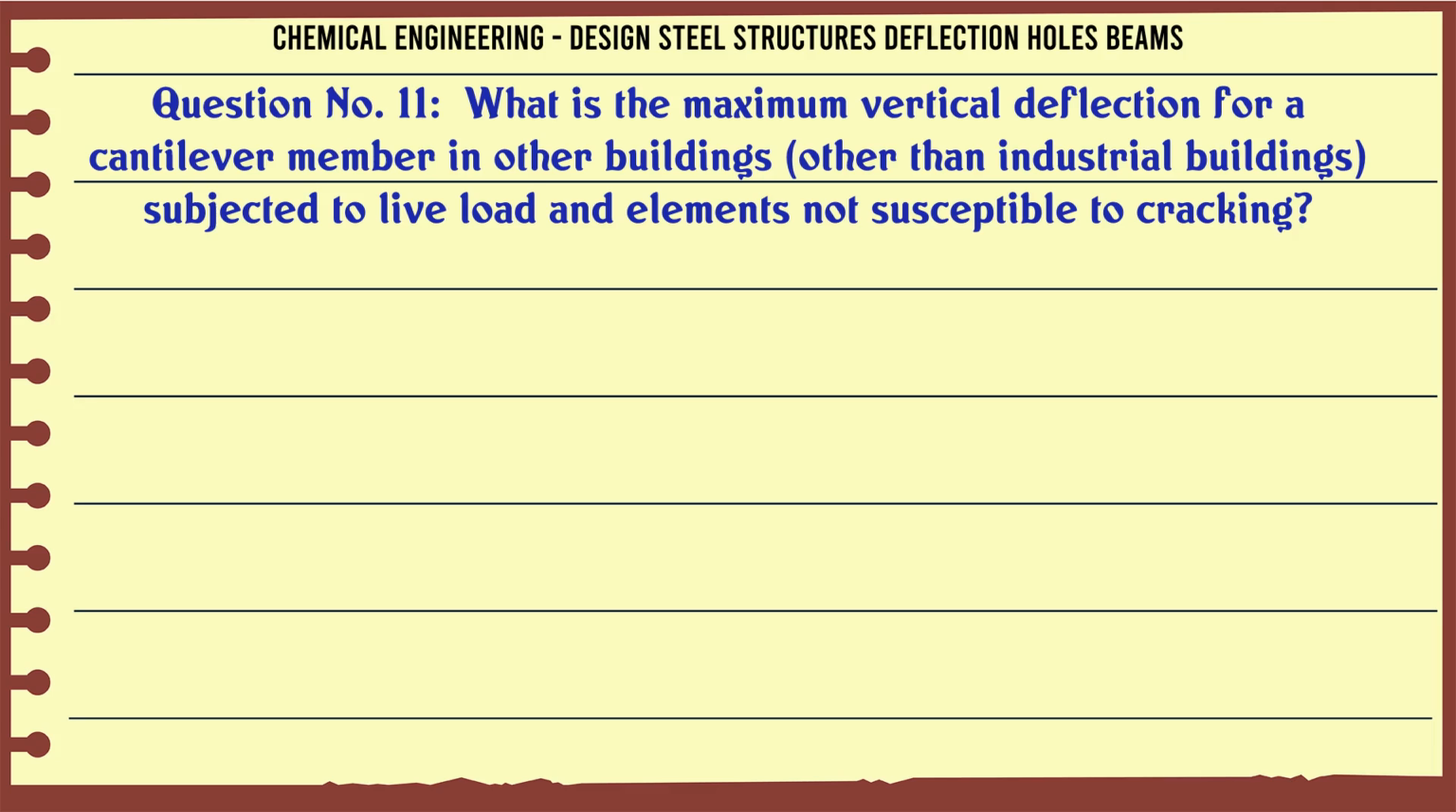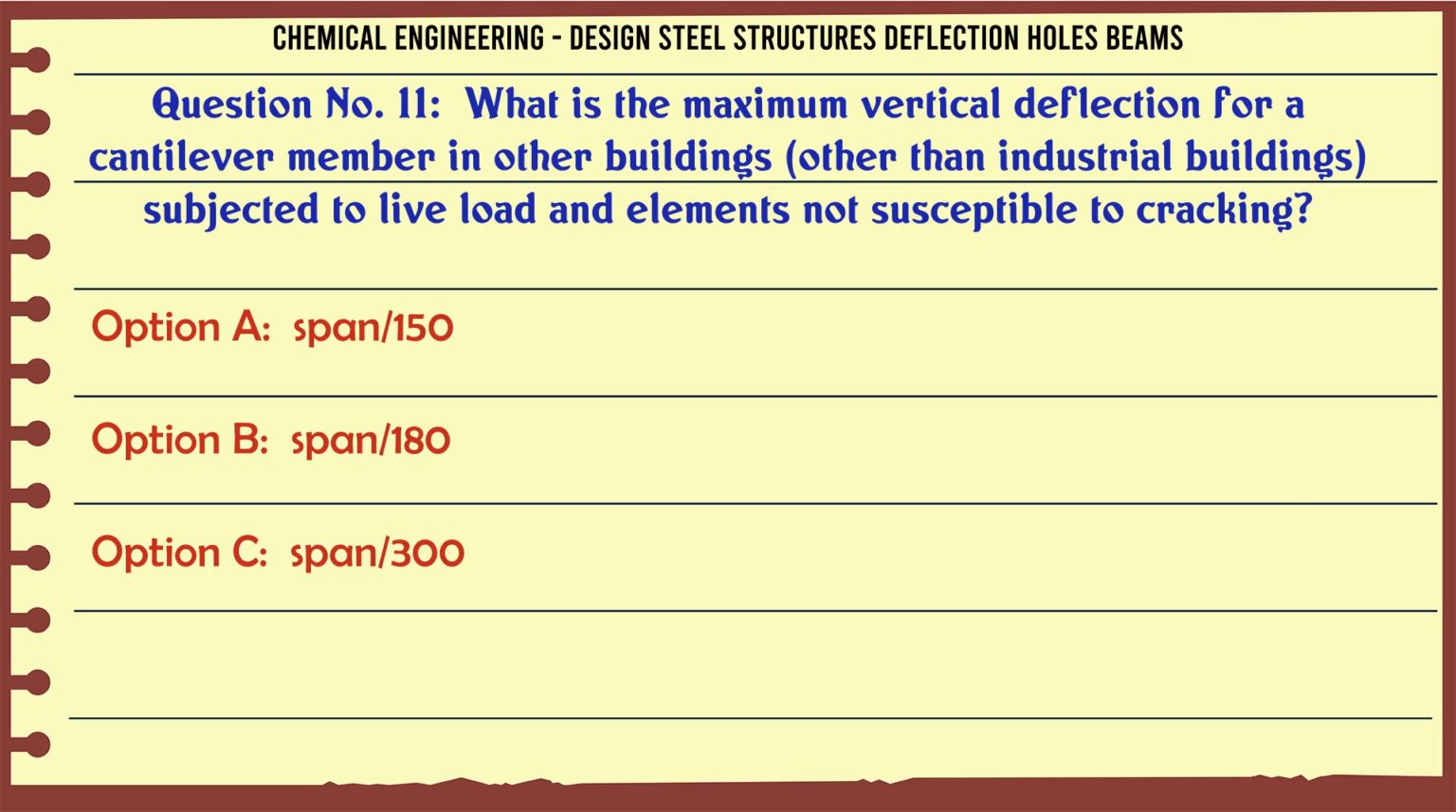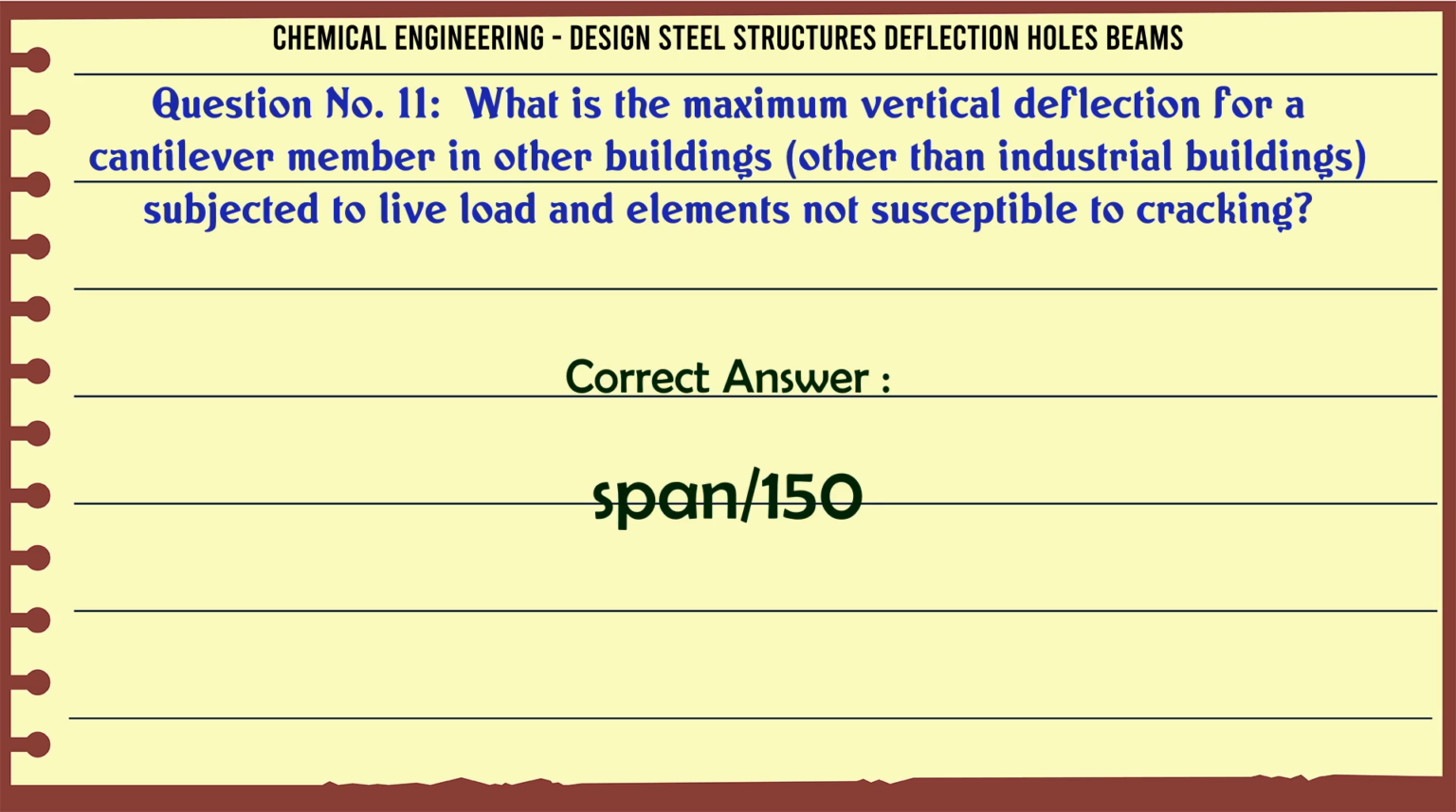What is the maximum vertical deflection for a cantilever member in other buildings other than industrial buildings subjected to live load and elements not susceptible to cracking? A. Span 150. B. Span 180. C. Span 300. D. Span 100. The correct answer is span 150.